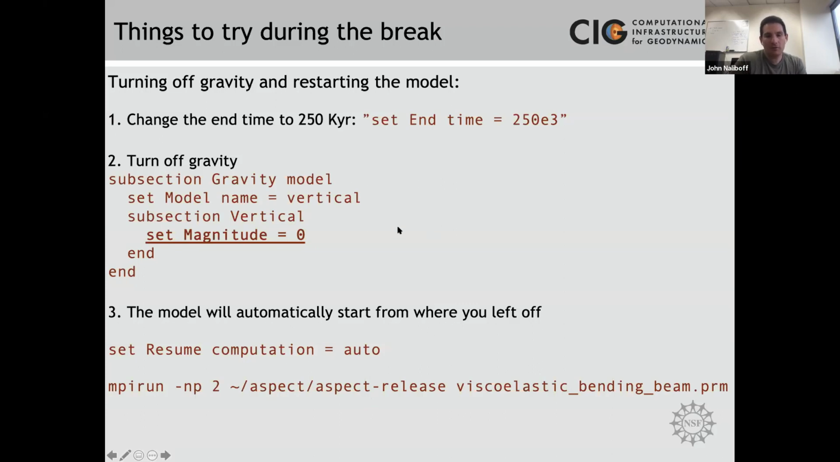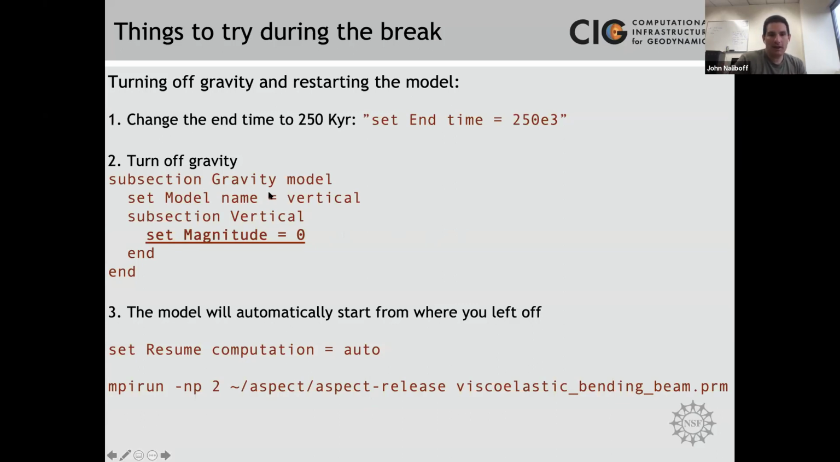And this is a really useful practice for other kinds of models. Let's say you're modeling continental extension, but you want to change the boundary conditions over time. Let's say after 10 million years, plate motion changes and you suddenly went to a compressional system.